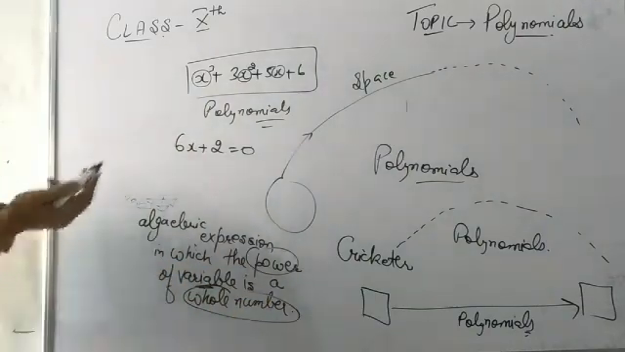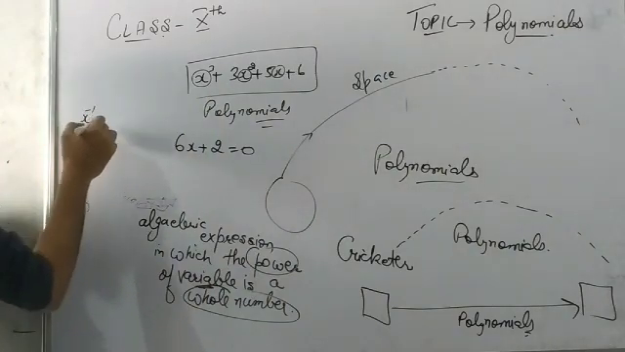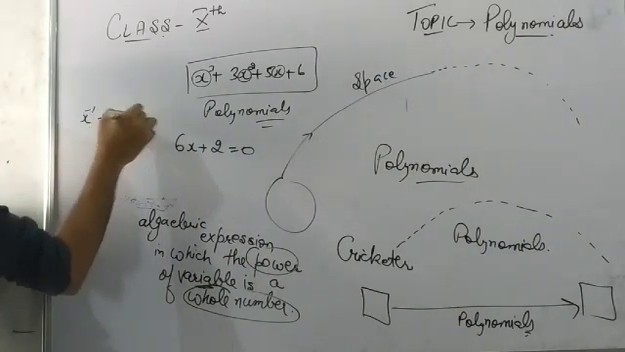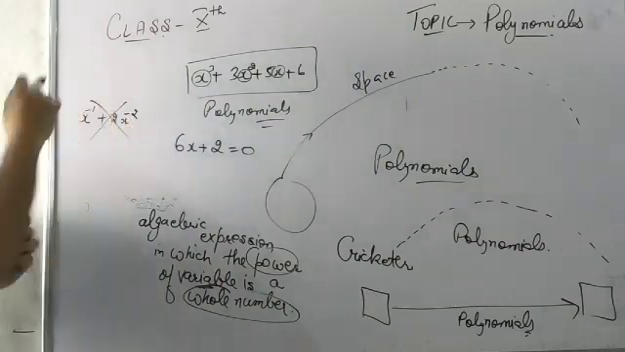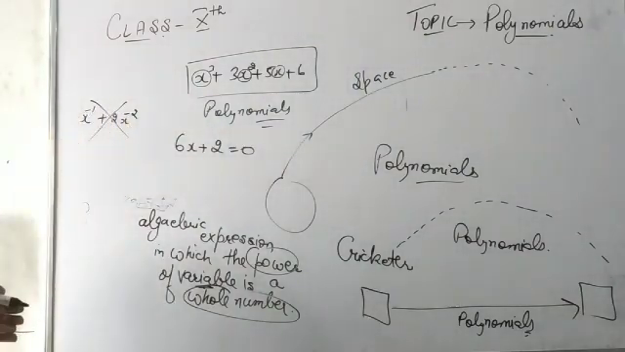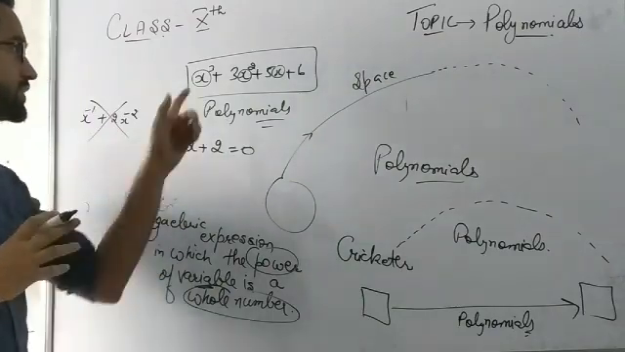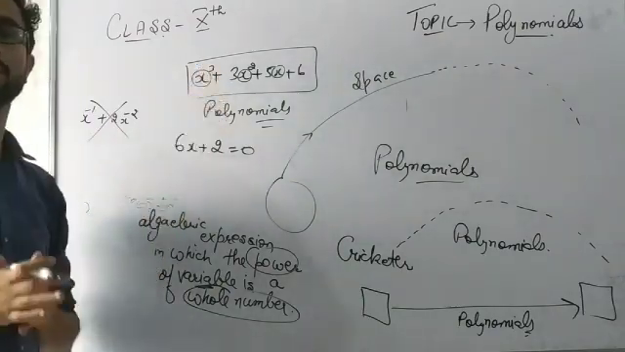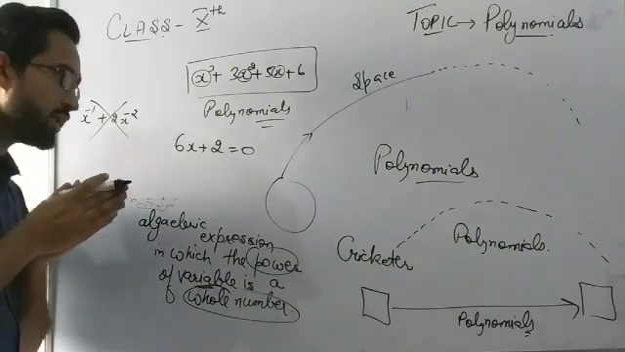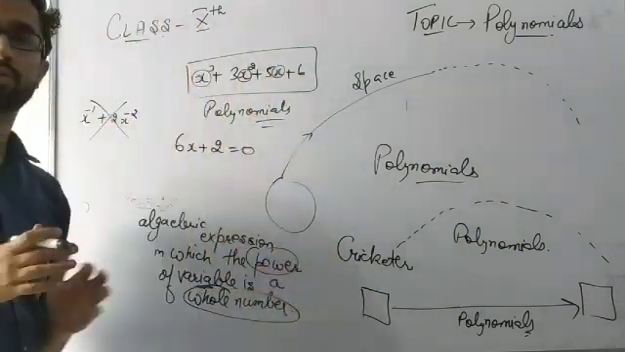It can't have a power like this: x raised to the power minus 1 plus 2x raised to the power minus 2. So this is not a polynomial. This is something else. Here we are studying polynomials. Polynomials will always have the power as a whole number. Okay, so this is the basic idea about polynomials.